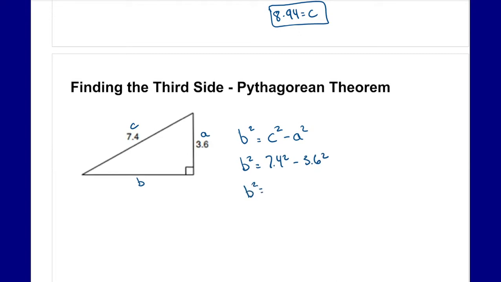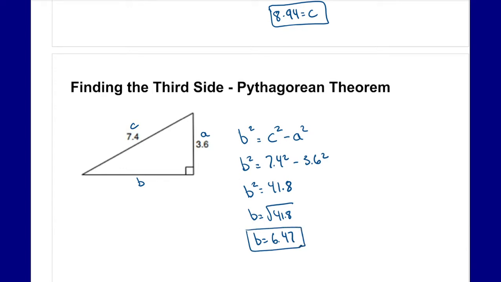7.4 squared minus 3.6 squared. We should get 41.8. Again, that doesn't mean that that side B is 41.8. We do have to take the square root of 41.8. And we get a value of 6.47.